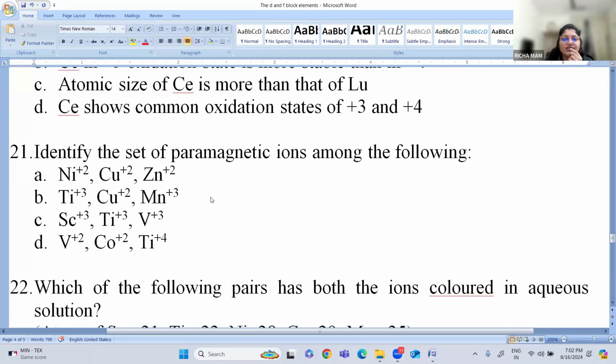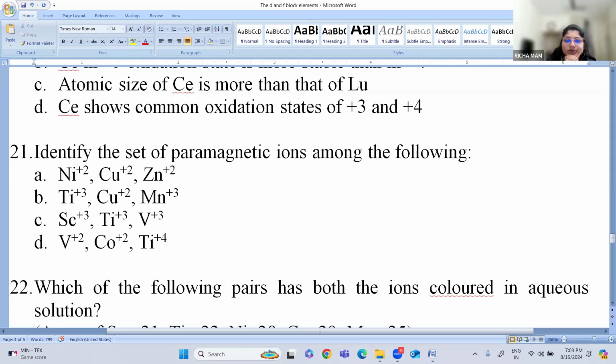Identify the sets of paramagnetic ions among the following. There are 3 ions in each option. You have to tell which set consists of paramagnetic ions. Paramagnetic means there should be presence of unpaired electrons. So try to answer this. Very easy question.